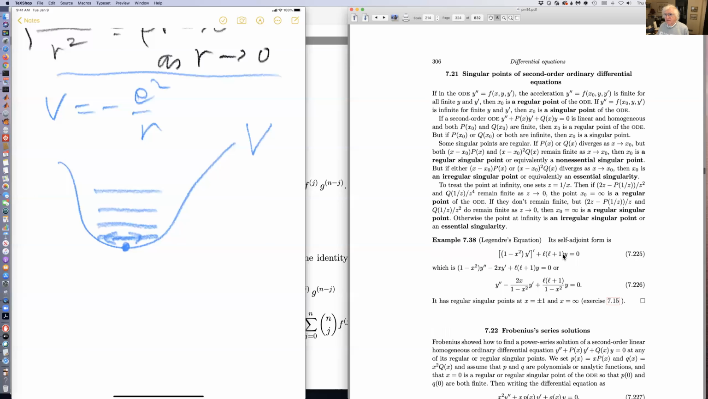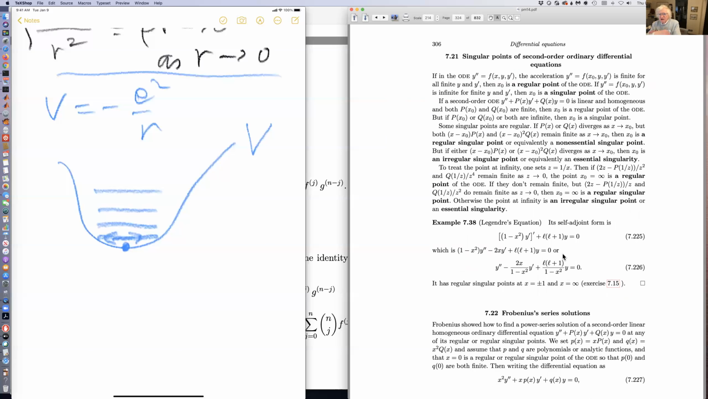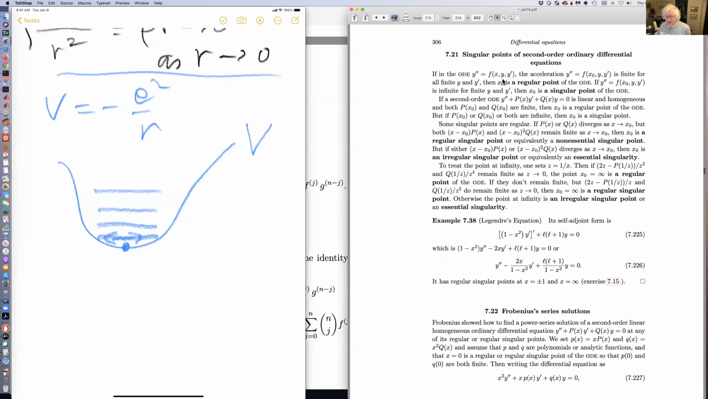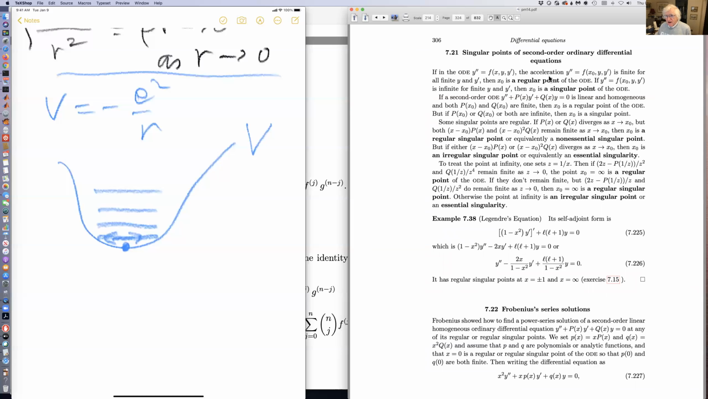All right, I think we'll skip them and maybe go to this point, which is singular points of ordinary second order differential equations. Basically you've got the second derivative as some function of the independent variable, the dependent variable and the first derivative. I'm calling this the acceleration. So if the acceleration is finite for all finite y and y prime, then we say that x0 is a regular point of the ordinary differential equation. If on the other hand, it's infinite for finite y and y prime, then we say x0 is a singular point.